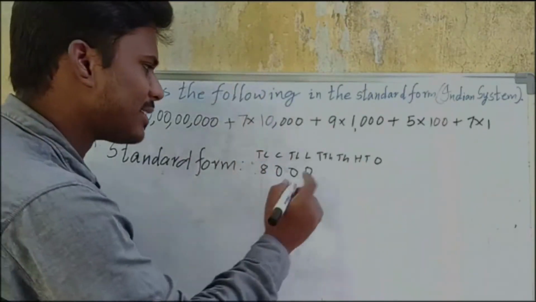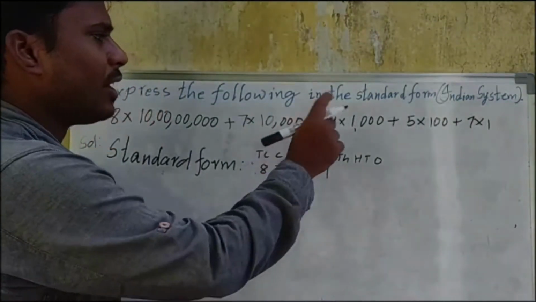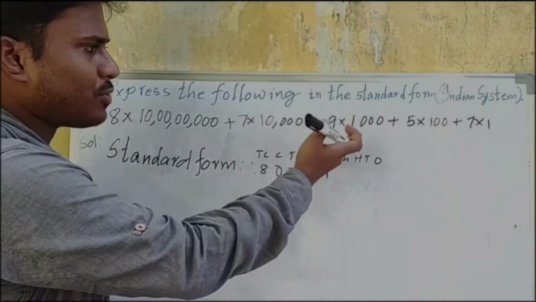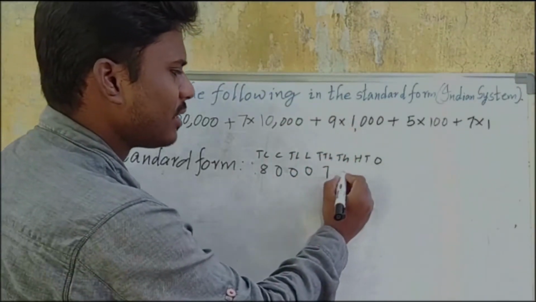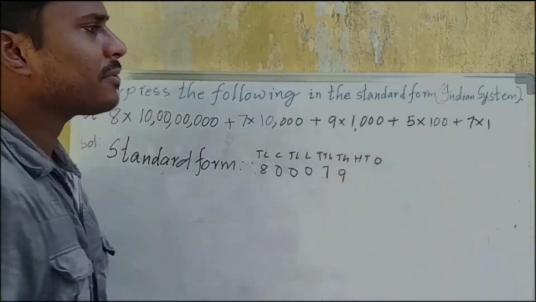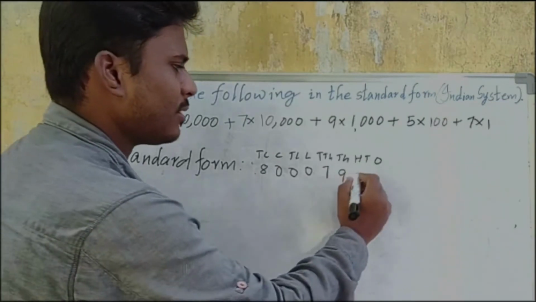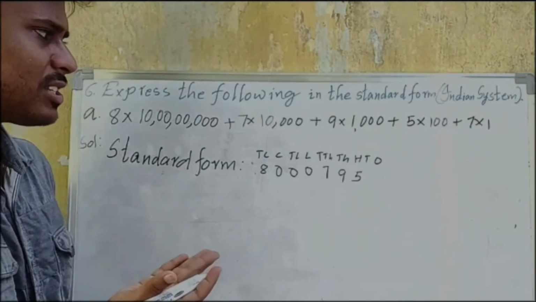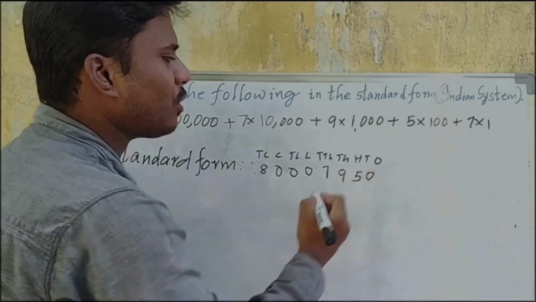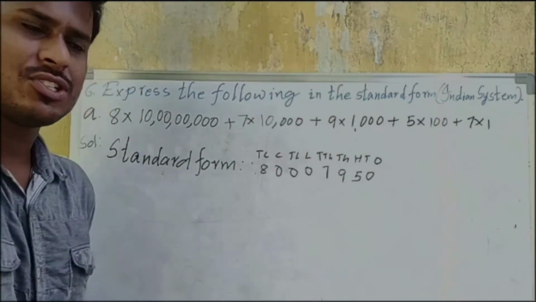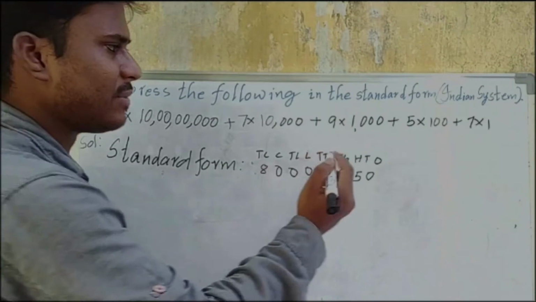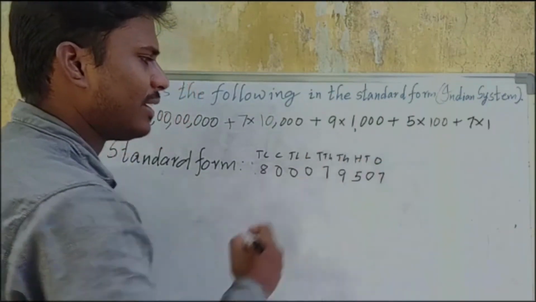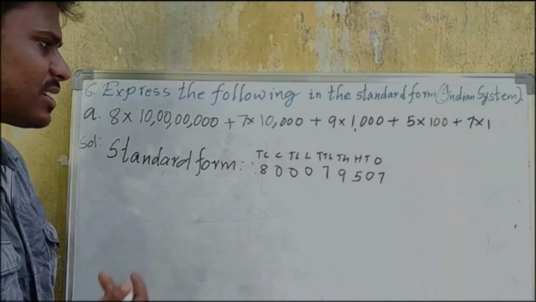In the 10,000 place let us write 7. Do we have thousands place? Yes, 1000 into 9. That means 9. In hundreds place we have 5. Next, do we have tens place here? There is no tens place. So 0. And in ones place, which digit we have? 7. 7 ones, 7. Like this. Okay. So this is the standard form.